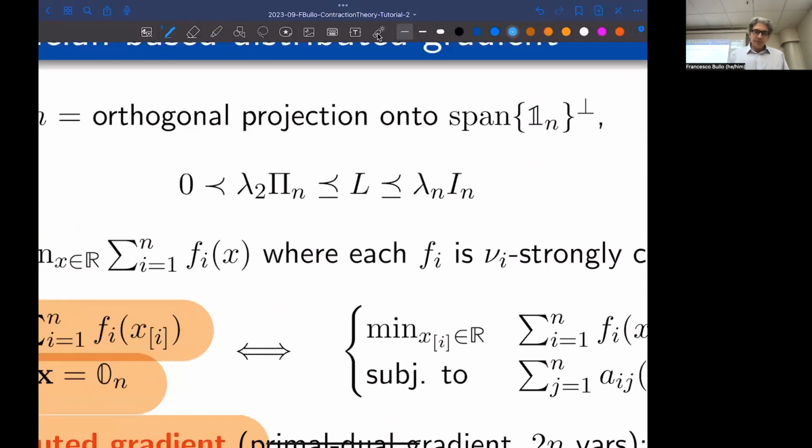Now it turns out, and now comes the answer to Sandro's question, that if you have a positive semi-definite matrix, any positive semi-definite matrix will have some eigenvalue equal to 0 and some eigenvalues that are strictly positive. Does that make sense? Now, you can always write an equation of this form where pi n is the orthogonal projection onto the subspace of the eigenvectors which corresponds to strictly positive eigenvalues.